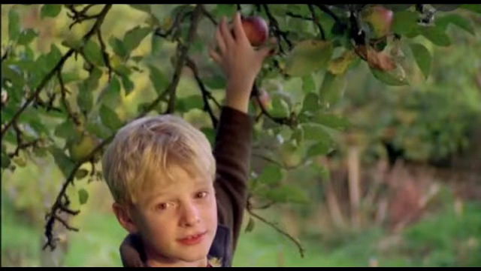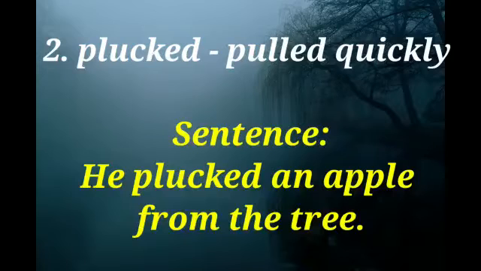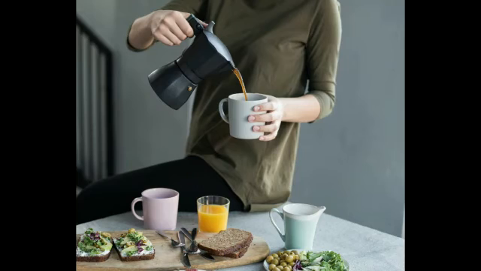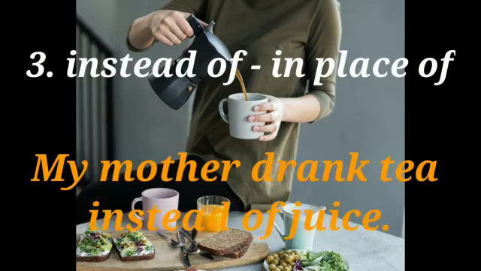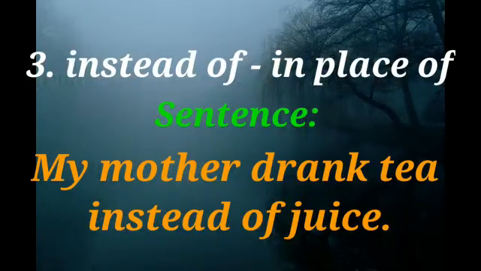He plucked a fruit from the tree. Plucked means pulled suddenly. For example, he plucked an apple from the tree. She likes to drink tea instead of juice. The meaning of instead of is in place of. For example, my mother drank tea instead of juice.